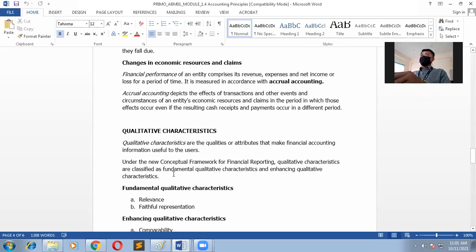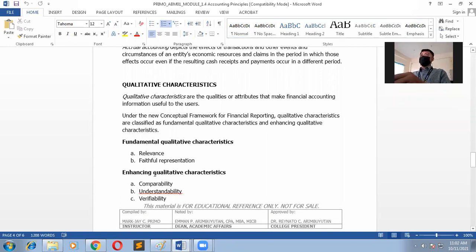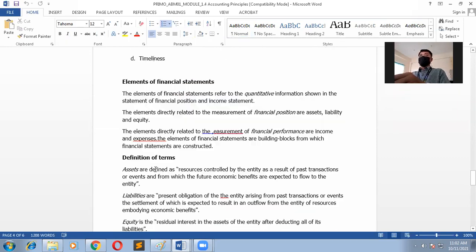Okay, in qualitative characteristics of financial information, we do have fundamental and enhancing. Fundamental, we do have relevance and faithful representation, while in enhancing, we do have comparability, understandability, verifiability, and timeliness.